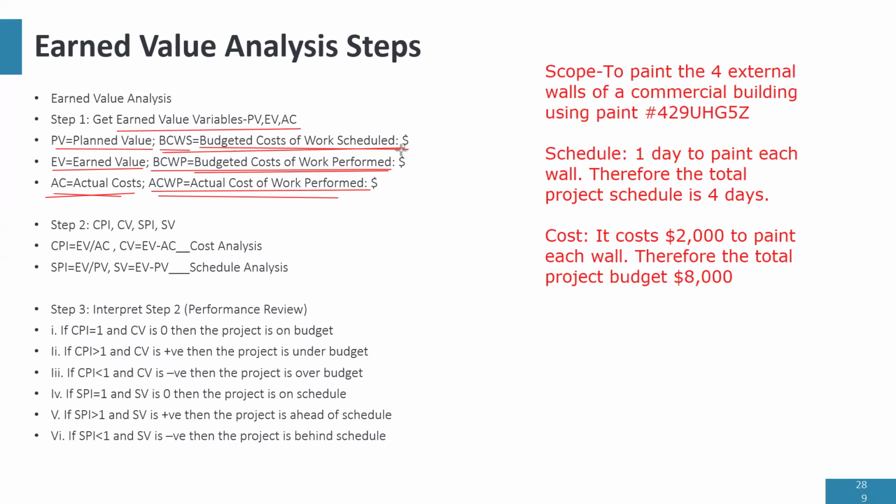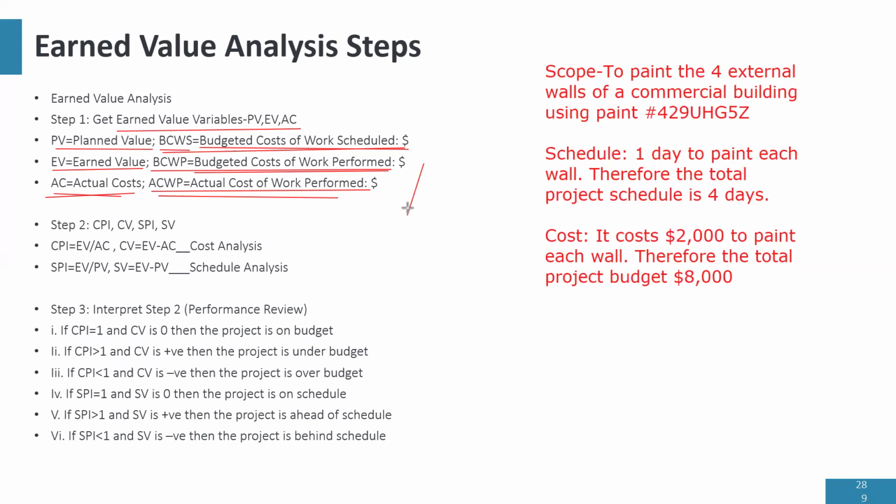To paint the 4 external walls. So what am I doing in 2 days? Remember that I want to paint one wall per day. So if I've used 2 days, that means you paint 2 walls. So how much is 2 walls? What's the budget for 2 walls?